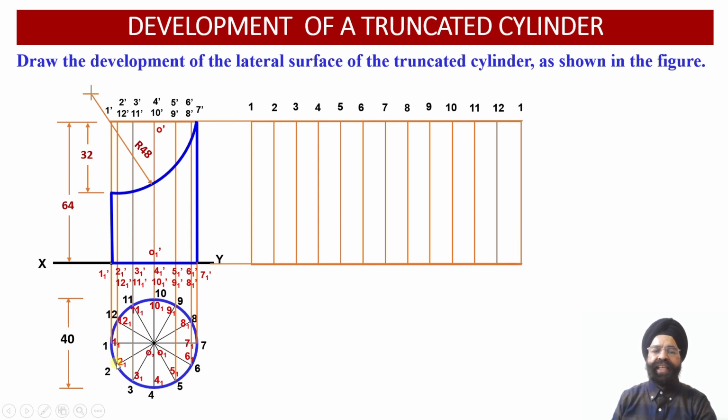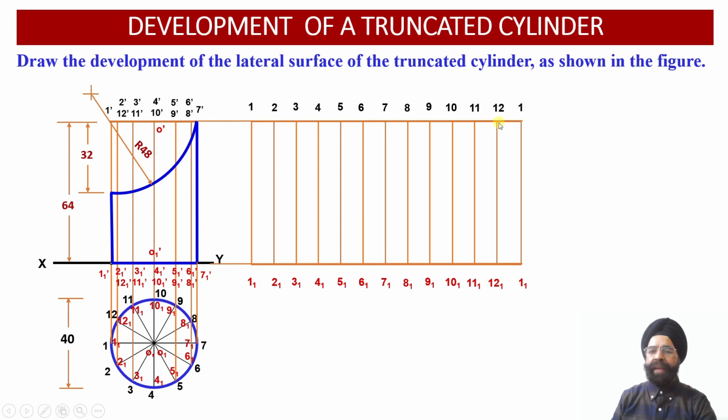Now this sector length we are going to measure over here, and all these sectors will have the same length over here. Why? Because the sector included angle corresponding to these 12 sectors happens to be equal, which is 30 degrees over here. So now we have been able to obtain all the vertical generators into the development view over here.